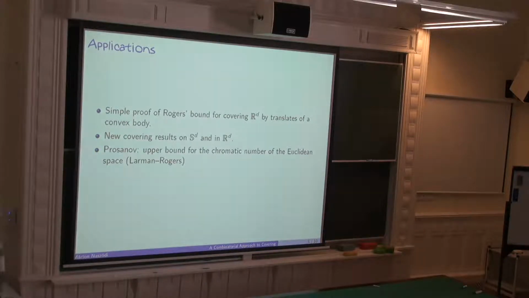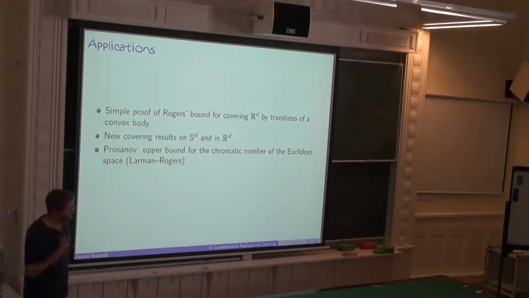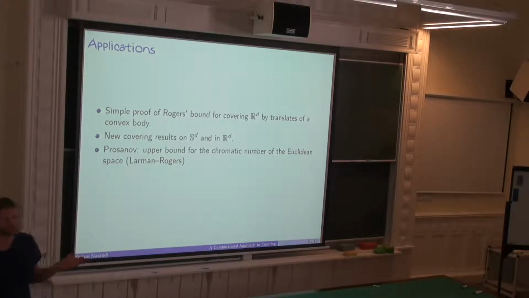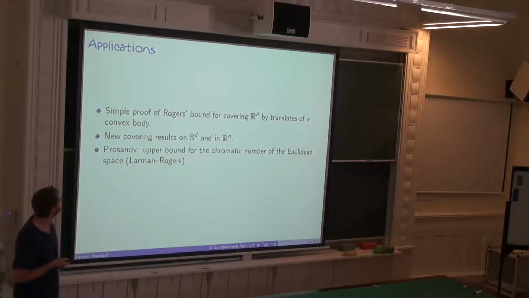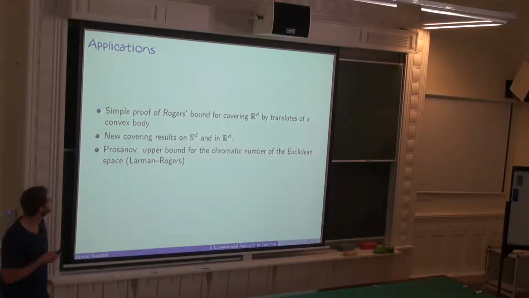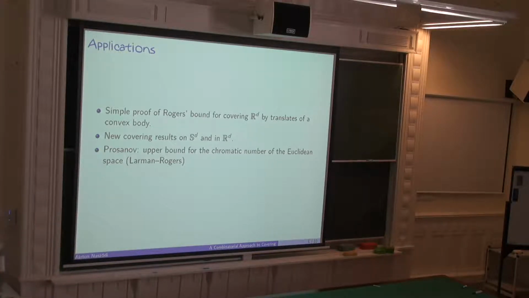So what this method is good for, first of all, it gives a different proof for Rogers' covering density result, and it's a very simple proof, a few lines long. Also you can obtain new covering results both on the sphere and in space, and this same method was recently used by Prosanov to reprove the result of Larman and Rogers on the chromatic number of Euclidean space.